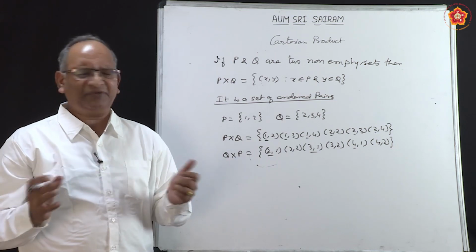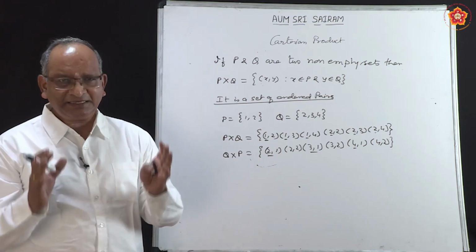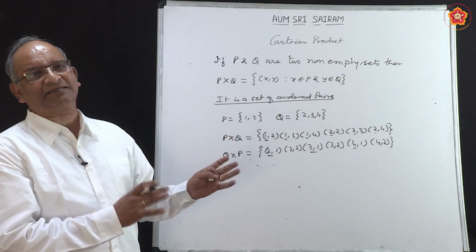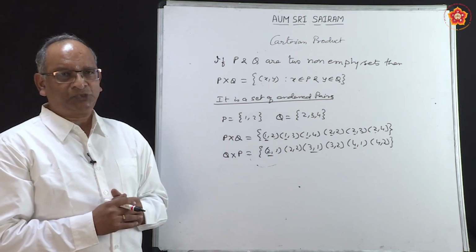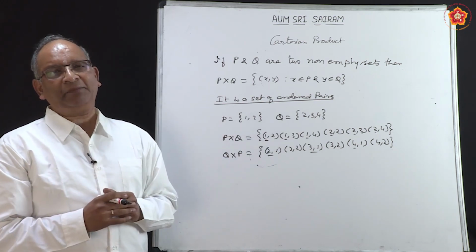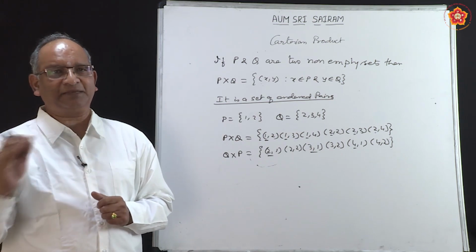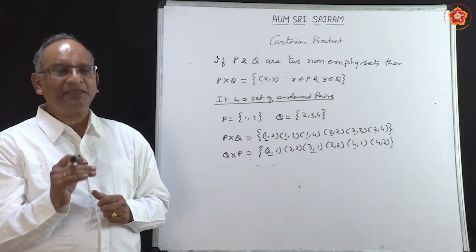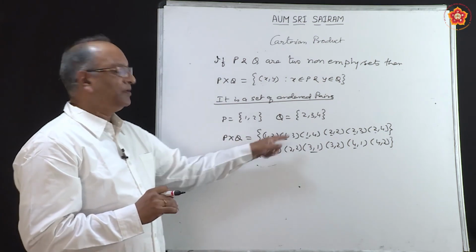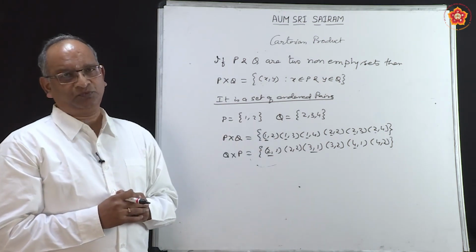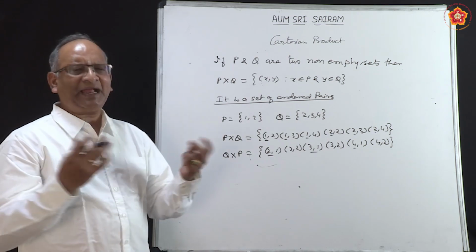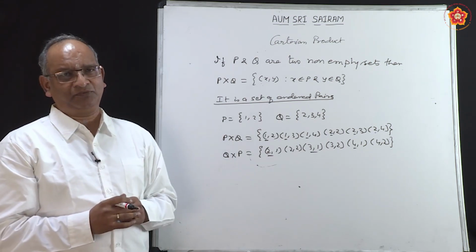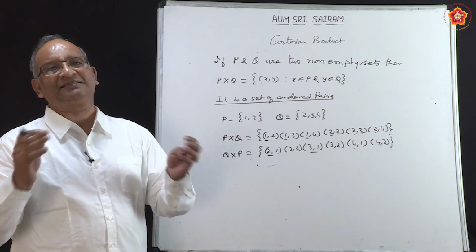Remember, the simple definition of relation is a subset of Cartesian product. So, if we are talking about a relation from set A to set B, that relation set is going to be a subset of P cross Q. For example, any kind of relation you can think of. Let us say we say is less than.